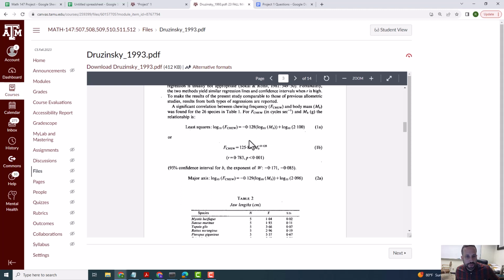You will get this minus 0.128. By the way, the dot in the middle means point. So this 125.893 is 125.893. Okay, so he makes a couple of mistakes here from what I see. Number one, this should not be log base 10. It should just be 2.100. He also makes some other mistakes.